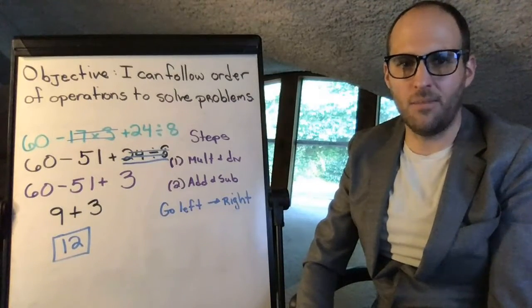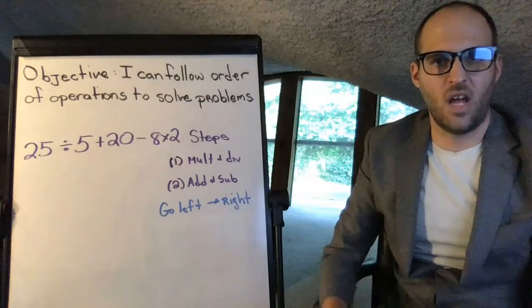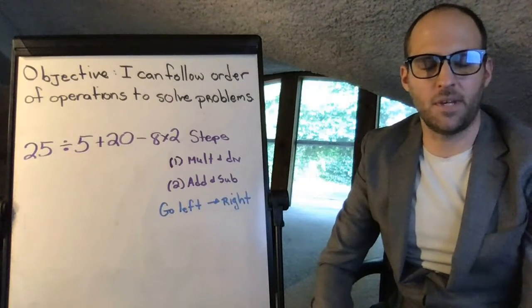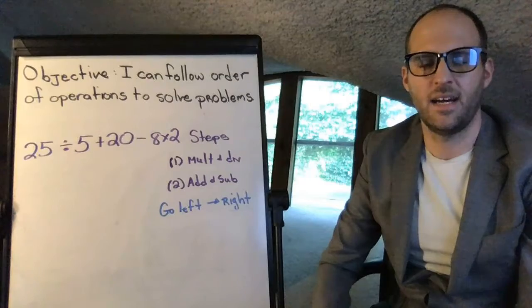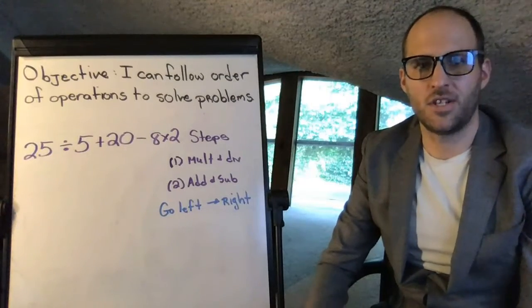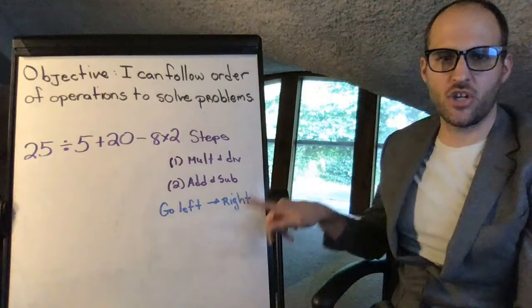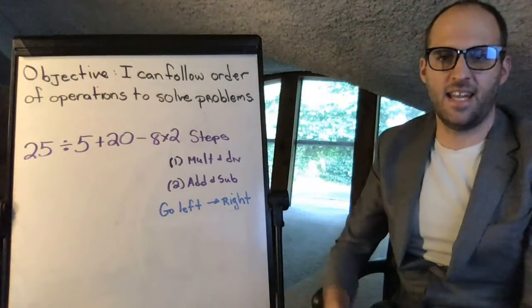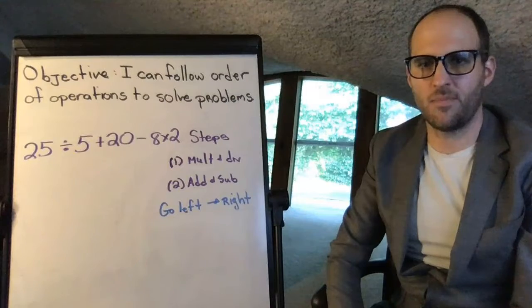Let's do one more problem for this first lesson on order of operations. We have another 4 operational problem here for our question. 25 divided by 5 plus 20 minus 8 times 2. So again, take your time, look at the steps, make sure you're going from left to right, and let's see how many people can get our last answer 100%.